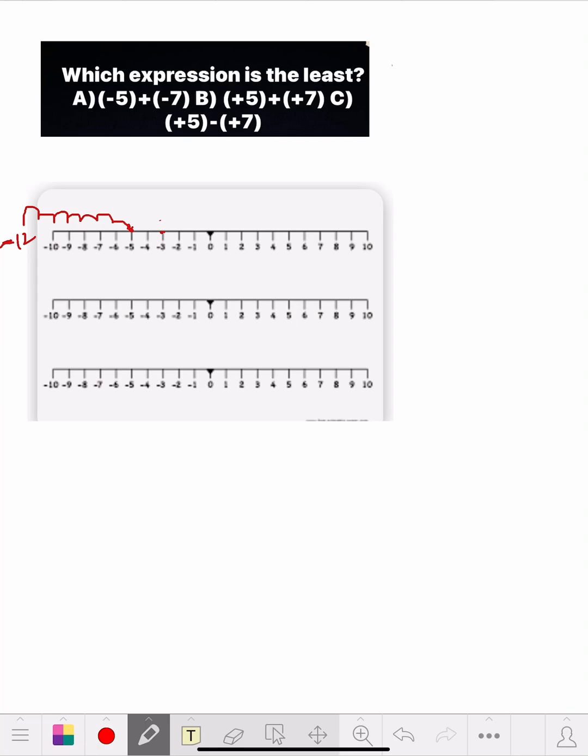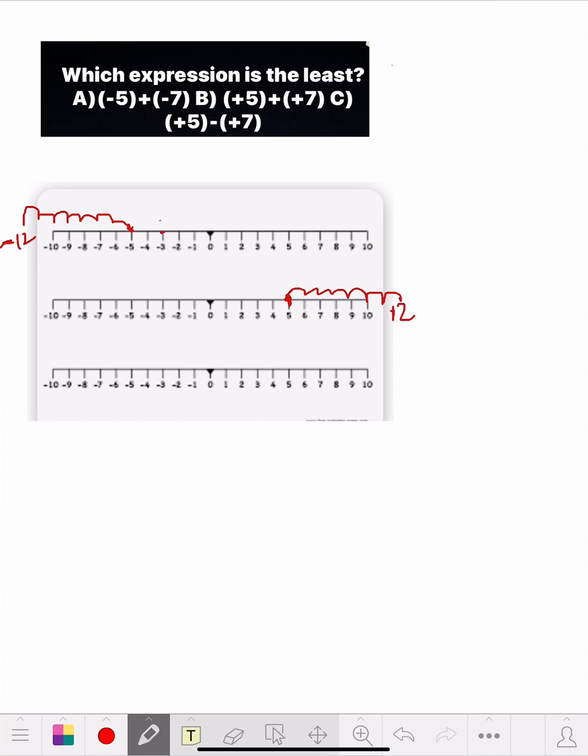So let's do B, okay? We got a +5, so let's go mark the +5 on the next one. Okay, I put it right there, a little dot. And now it says plus a +7, okay? So we're going to move to the right because it's positives. So 1, 2, 3, 4, 5, 6, 7. So we're going to be at 12 over here, okay? Well, we know that one ain't going to be it. We're far off, okay? This ain't the least.